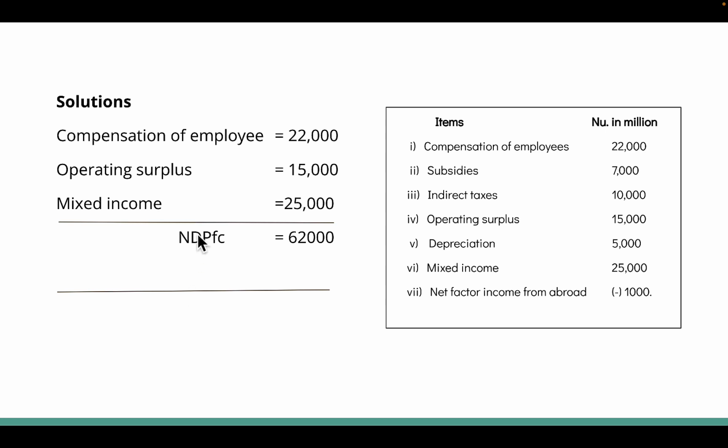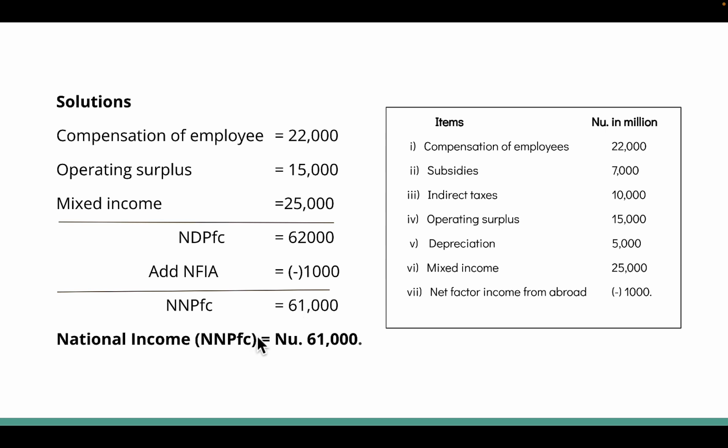So how do we reach national income from domestic income? Just by adding the net factor income earned from abroad. So what is the value of net factor income earned from abroad? It's negative 1,000, which means the income received from the rest of the world by our country is less than the income that we are paying to the rest of the world. So therefore the difference has become negative. So our national income here is 61,000. So this is how we calculate the national income by using the income method.